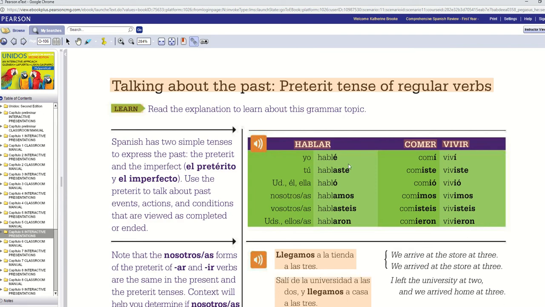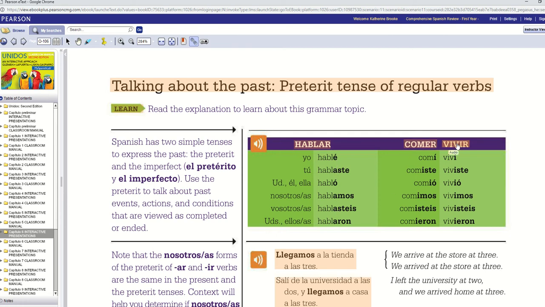So here are the endings for AR verbs. Aste, o, amos, astes, aron. So remember, to conjugate a verb, you take off the ending right here. You're left with the stem, in this case, HABL, and then you add these endings, okay?